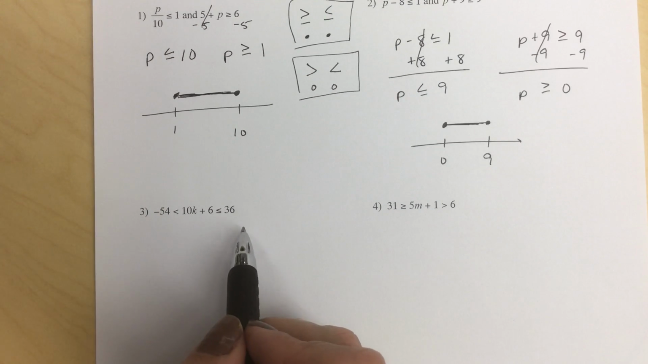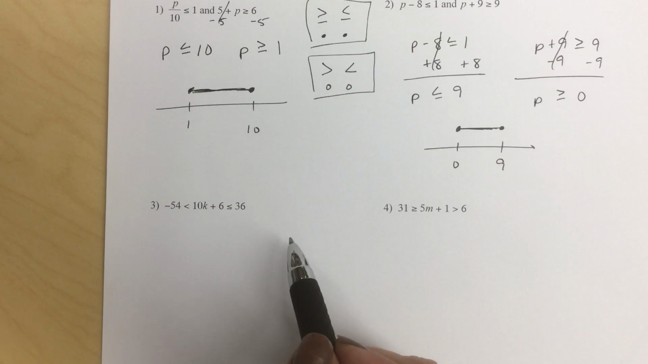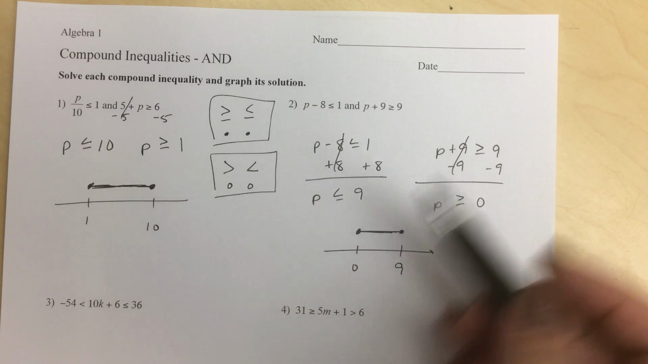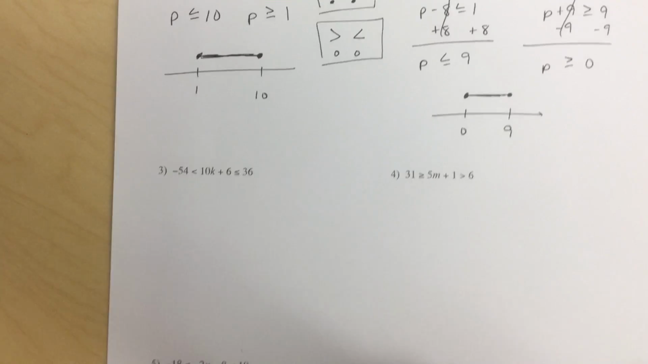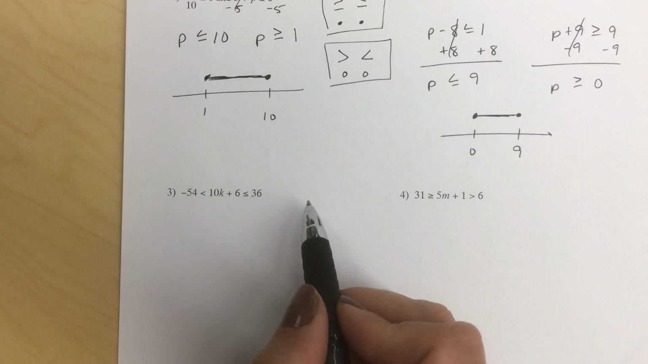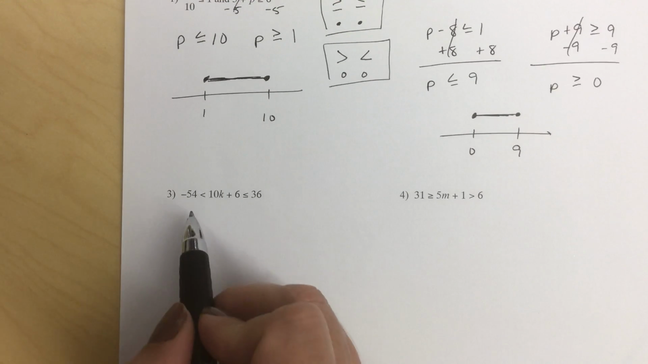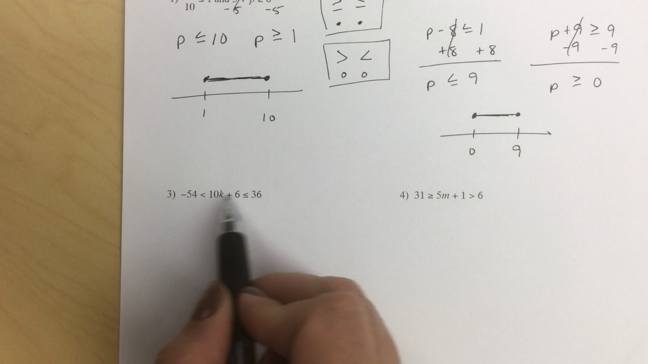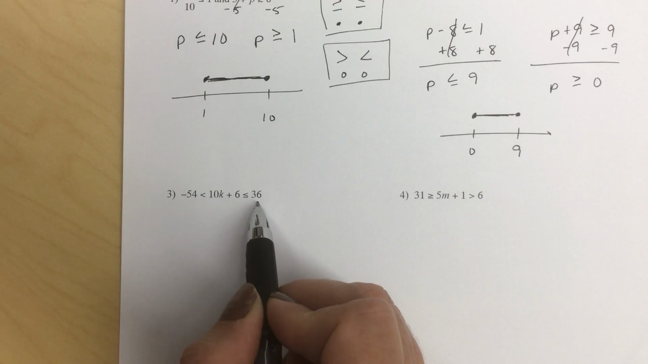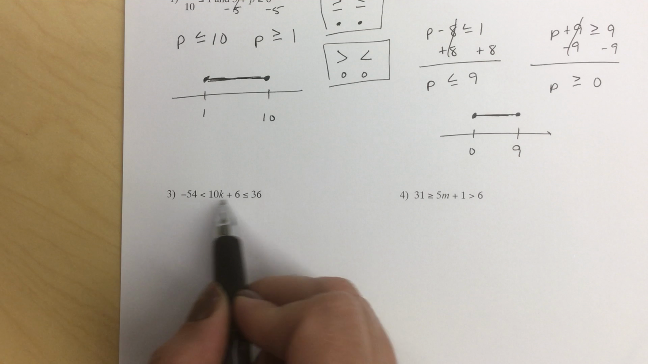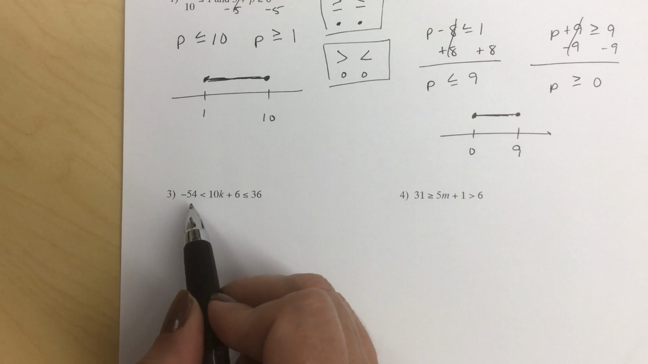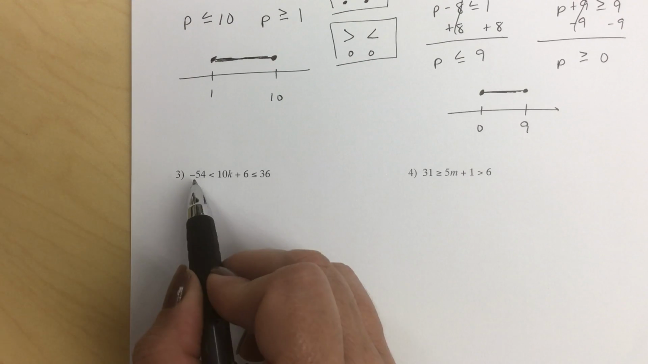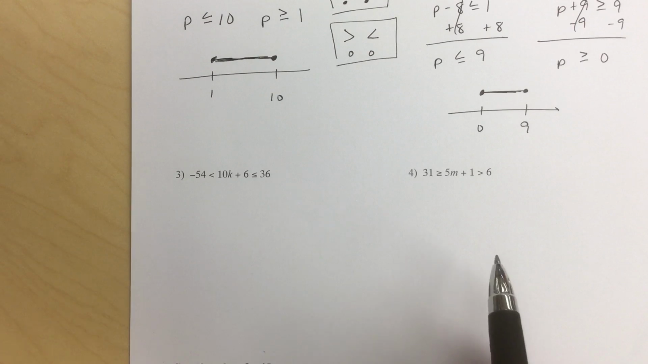Okay, I like to call these three-sided inequalities. It's a shortcut way of solving two inequalities. Instead of writing out one full inequality and solving it, and another full inequality and solving it, we put it in one inequality, okay? So this means negative 54 is less than 10 times k plus 6, and that is less than 36. It literally means the answer to 10k plus 6 is in between negative 54 and 36, just like it looks. This thing is in between those. It's bigger than negative 54 and smaller than 36.